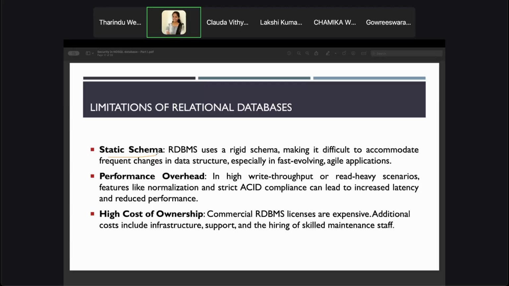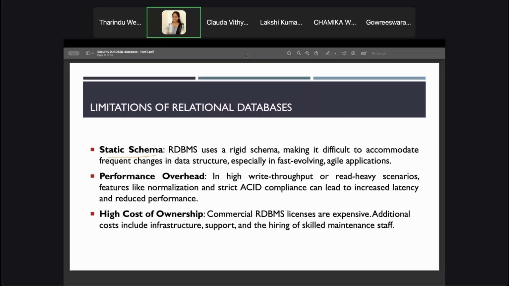in a relational database. But based on the current need of the system, we need to have such alternative data models. So that's why the static schema is one of the issues in relational databases.